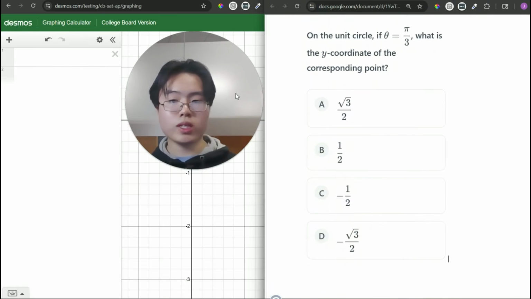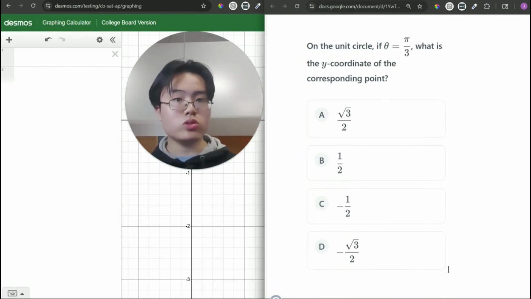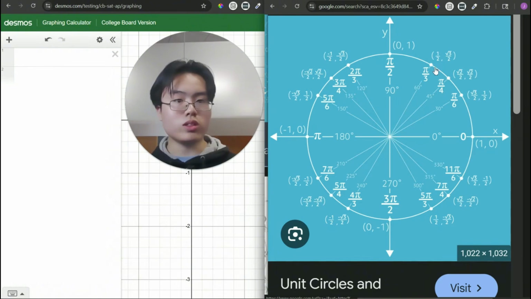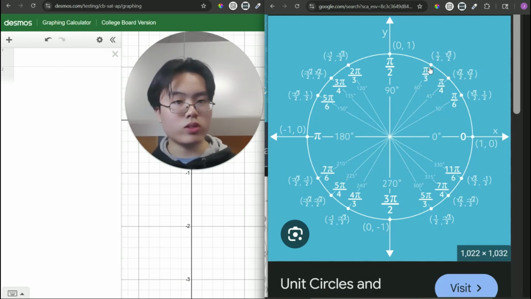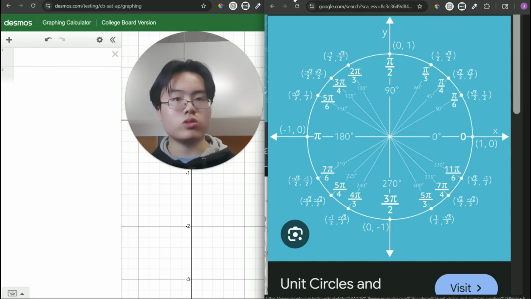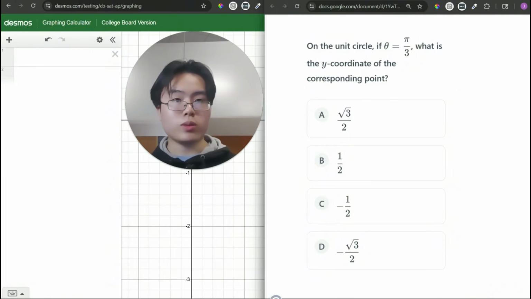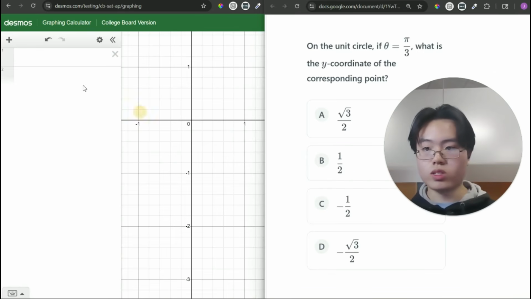Here's an easier question. Normally how you would solve this is you know this unit circle thing, and you can solve it without a calculator. You know, oh, if on the unit circle the angle is pi over 3, what is the y coordinate? So with the angle pi over 3, the y coordinate is square root of 3 over 2. And then you just pick that answer. But you have to memorize the unit circle to be able to do that. Right? Instead, I'm going to teach you a trick, okay?